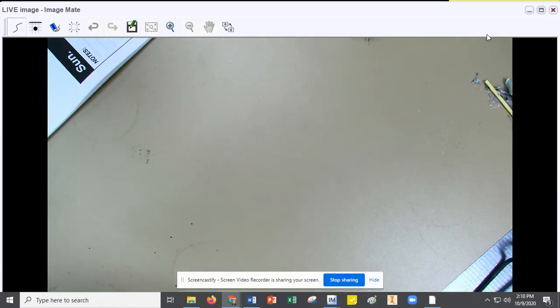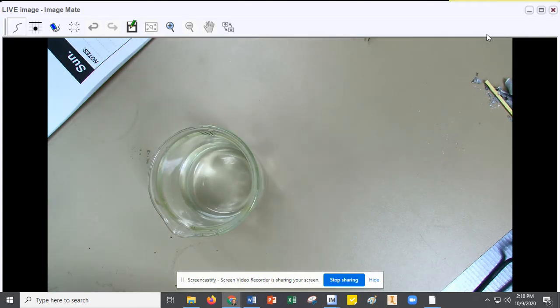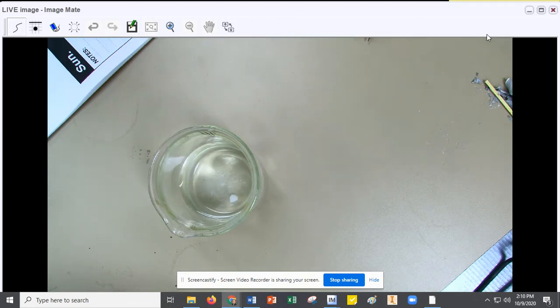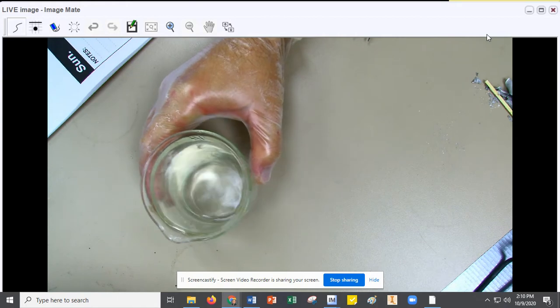For the third station, Station C, you are to grab a beaker from the cabinet, fill it with water, take a scoopula and some sugar, and sprinkle it in the beaker. Swirl it around until it dissolves.